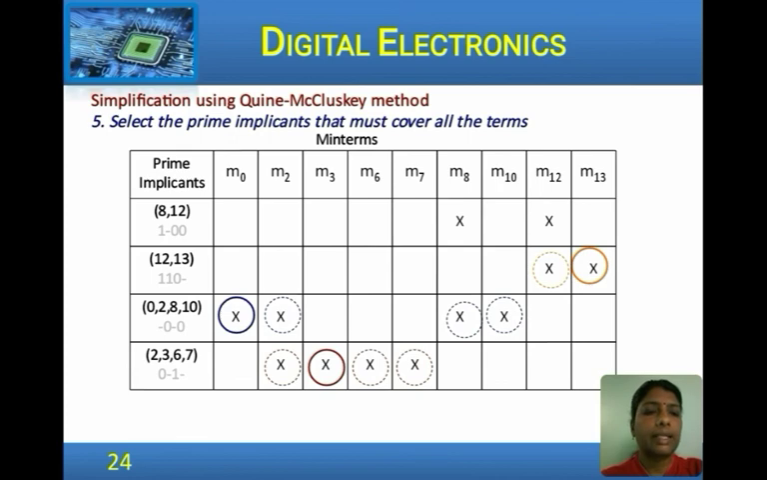Then consider the next minterm which is essential. So it is M3, which is covered by 2, 3, 6, 7. So if you select this, automatically the other 4 also get selected. So circle them up. Next we have this, but this is covered by 2 prime implicants, M12. M13 is covered only by 1 prime implicant, so select that. So that is 12, 13. That automatically covers 12 also.